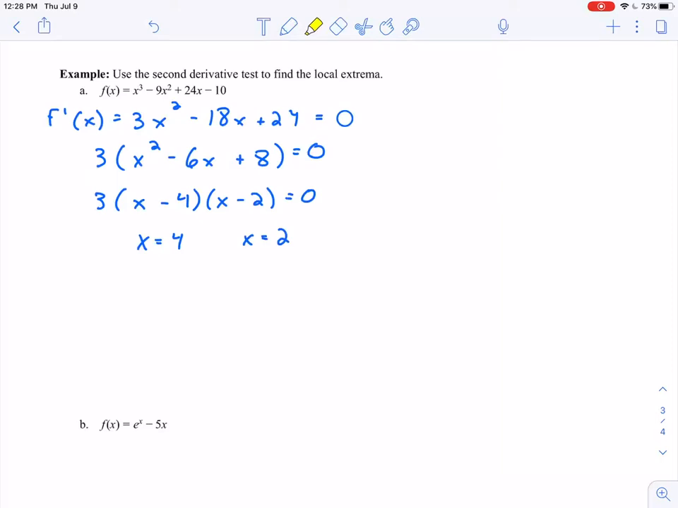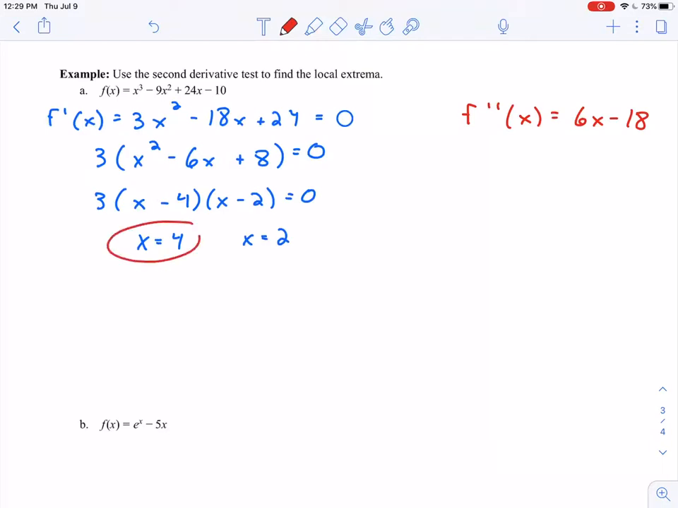So we could continue this problem using the first derivative test. We could draw out our number line and say here's 2 and here's 4 and start plugging numbers in. But here we want to see how this is different than the first derivative test. We actually want to use the second derivative test. So the way I'm going to do this is now I'm going to find the second derivative. So f double prime of x should be 6x minus 18. So there's my second derivative.